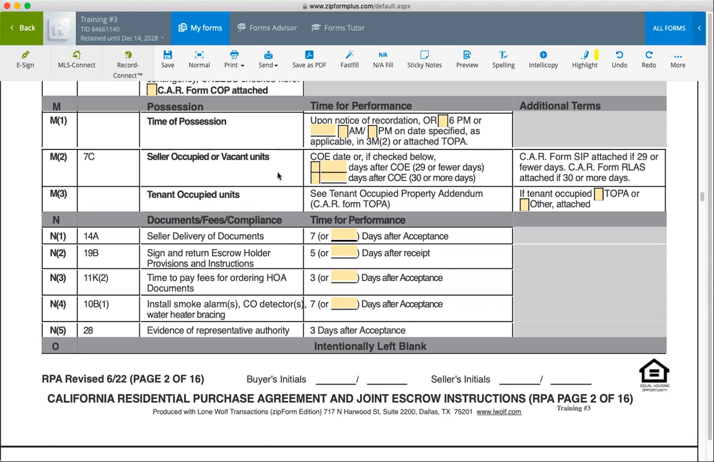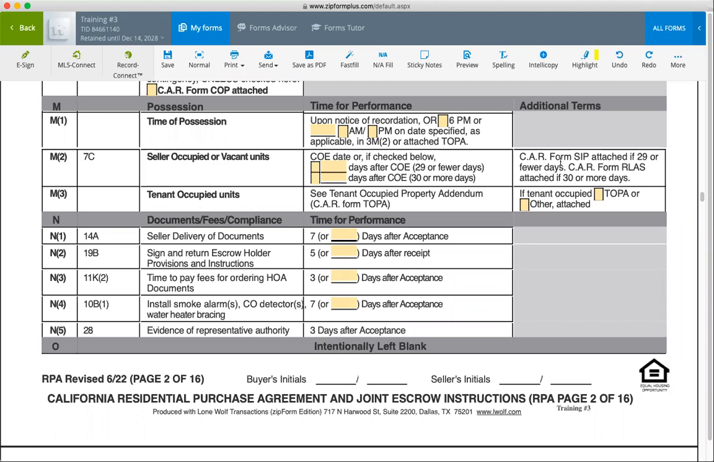Under paragraph M2, possession of the seller occupied or vacant units. So this might be where the seller is going to occupy the property after close of escrow for some number of days so they can move out. That's not uncommon. Let's take it out of a double negative and say it's fairly common that a seller would want time after close of escrow to stay in the property and get it cleaned up and moved out, all that stuff. If it's 29 days or fewer, you would use one form. If it's over 30 days, you use another form.